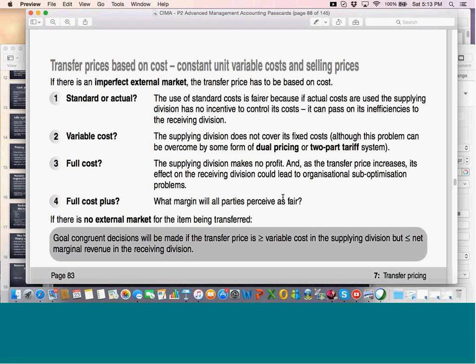So full cost is actually you're transferring all your inefficiencies to your department. So as a result, you're increasing your selling price, the cost of the pizza. And the margin per pizza is also reducing. Correct?